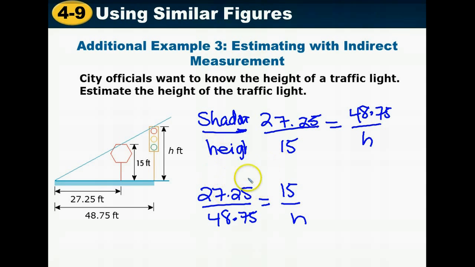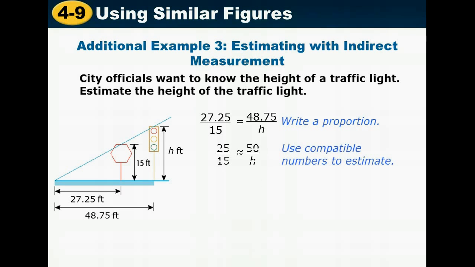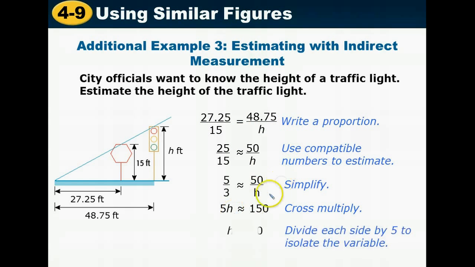Again, there are different ways that we can solve them. Alright, so let's see the exact answer. Since here they want an estimate, we could basically just round these numbers. So the height will be approximately 30. Okay, when we find the cross product, 50 times 3 divided by 5.